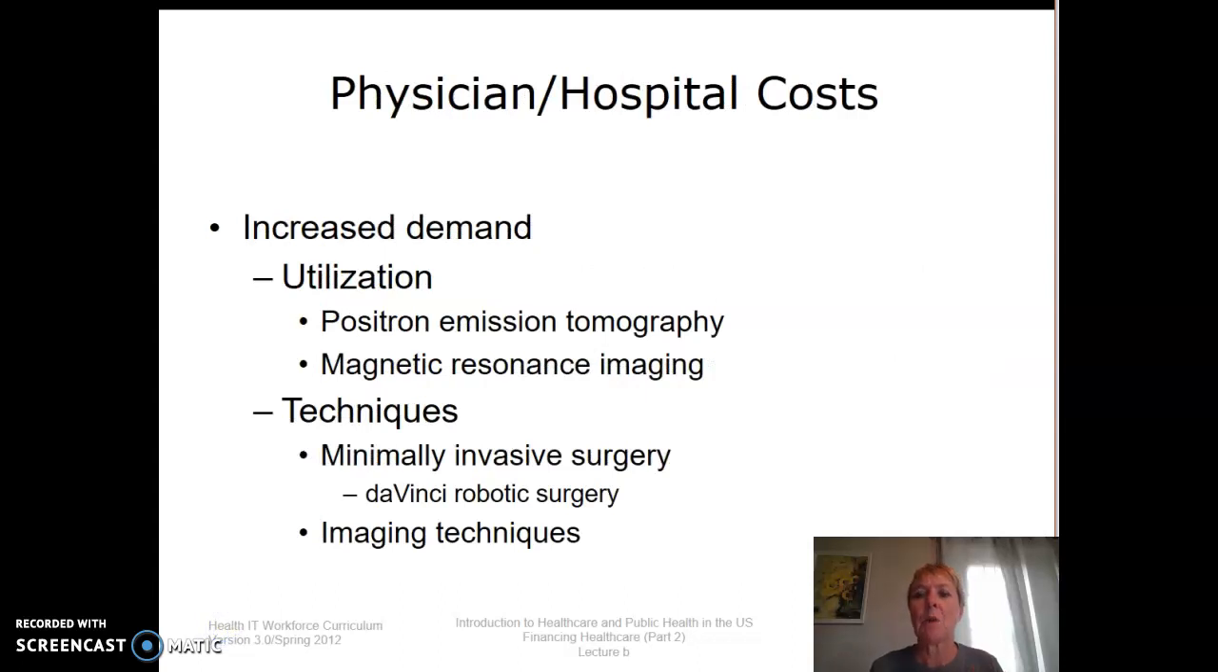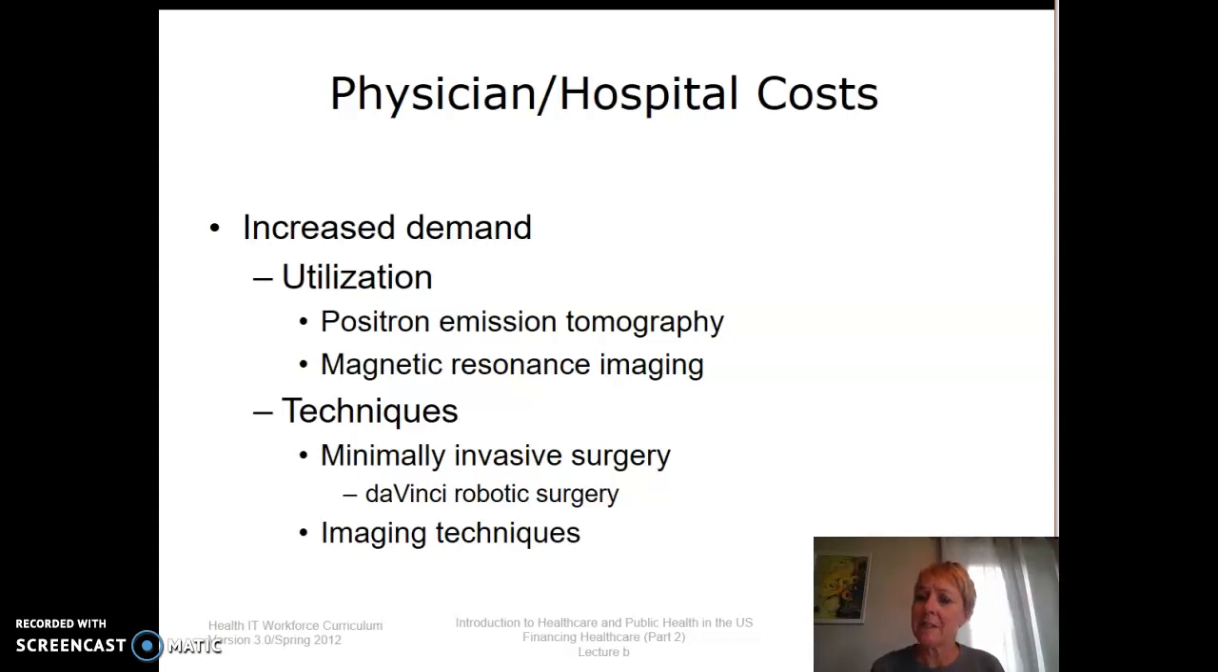Physician and hospital cost also keeps driving up with increased demand and utilization. For example, PET scans, or positron emission tomography. Ultra-sensitive, they can pick things up, but they're expensive. MRIs are expensive. Other new techniques that have come are minimally invasive surgeries.